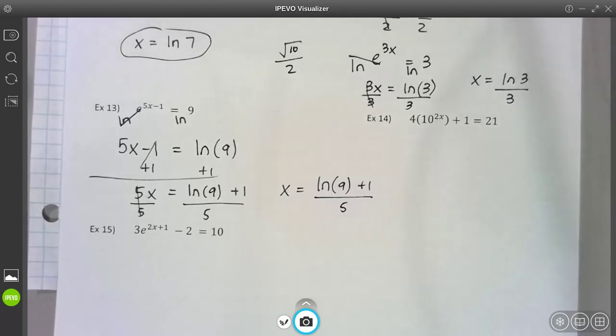Okay. Are you guys okay? Can I get a thumbs up? Everybody okay? Again, these are pretty basic log and exponential equations right now. So we'll see some more nitty gritty ones in section 6.